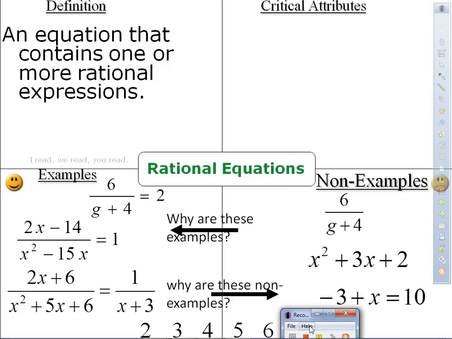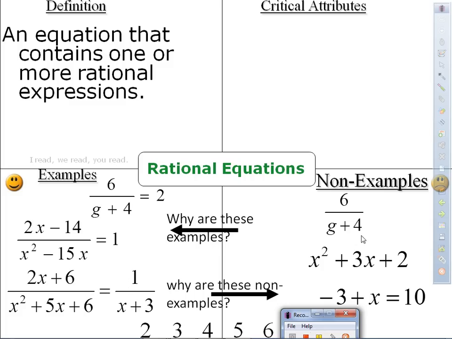All right, here we go, guys. It says rational equation. Definition: an equation that contains one or more rational expressions. So here are examples. Here's an equation. Does it have at least one rational expression? Yes, here it is. Another equation, does it have at least one rational expression? Yeah, right there. Here's an equation. Here's a rational expression, and here's another rational expression, so therefore it's a rational equation.